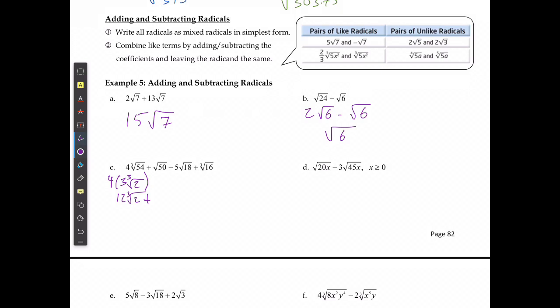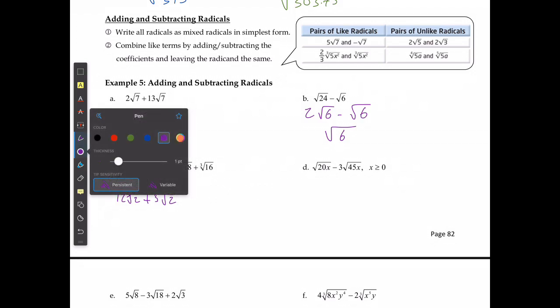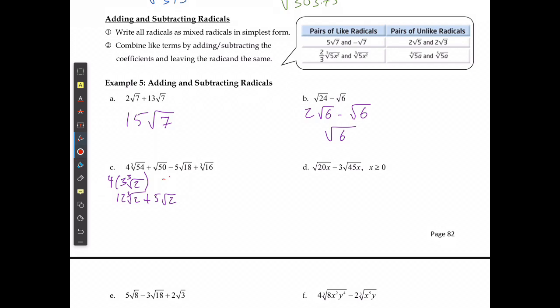My next number doesn't have a coefficient, so I'm just going to say that that is going to be 5 and the square root of 2. The next one does have a coefficient again. So if I have this negative 5, and then I simplify just this part, I'm going to wind up with 3 and the square root of 2. And when I multiply the negative 5 by the 3, I have negative 15 root 2's. And for the last one, it's just going to be 2 and the cube root of 2.